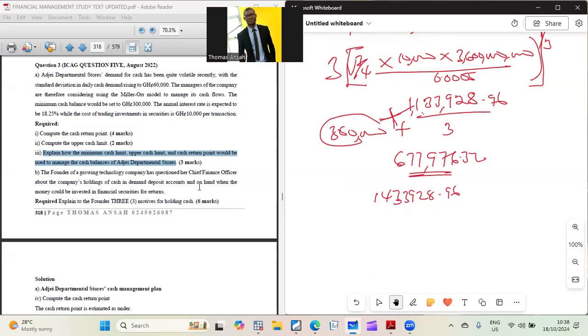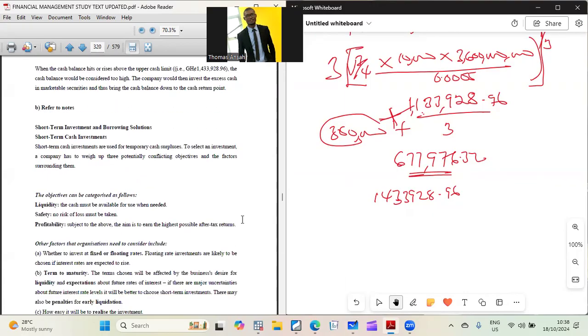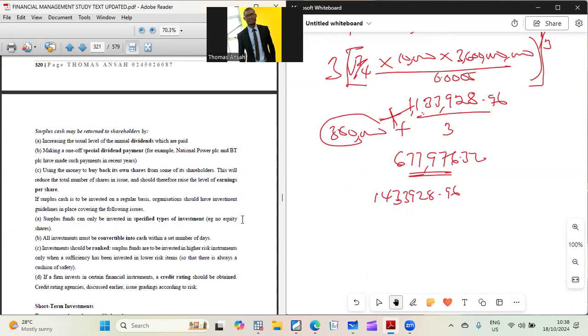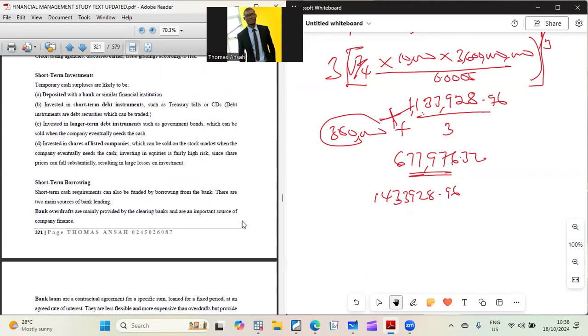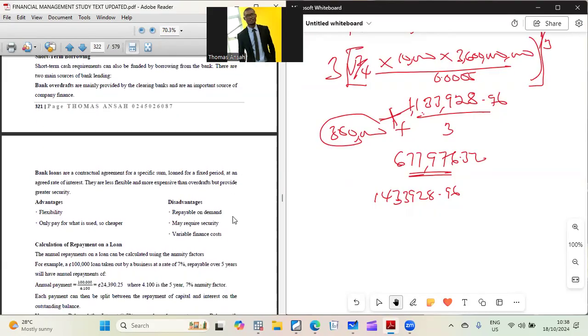Basically, that is all. All right, reasons for holding cash, you explain it: transactional, speculative, and precautionary. So explain them, and that is it. All right. So ladies and gentlemen, this is where we end the cash management model. Okay, so that is that.